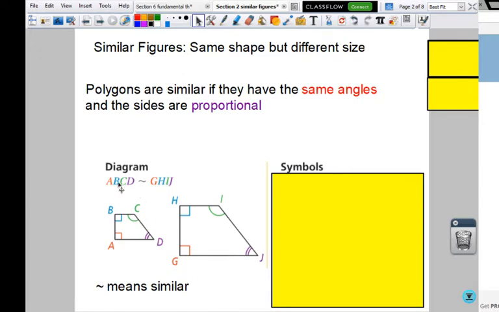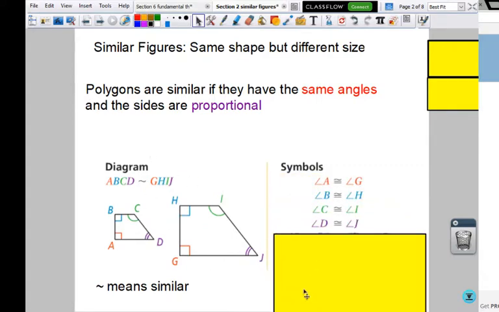So in this shape down here, ABCD is similar to GHIJ. So this little squiggly here in the middle means similar. And because it's similar, we can say two things. We can match up all of the angles. A goes to G, B goes to H, C goes to I, D goes to J.